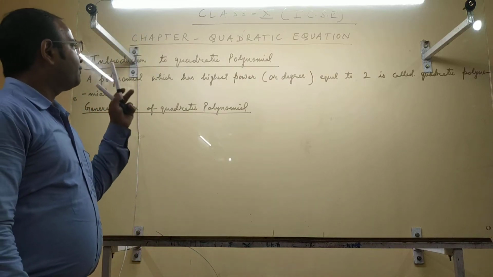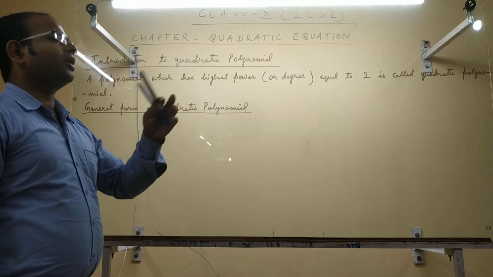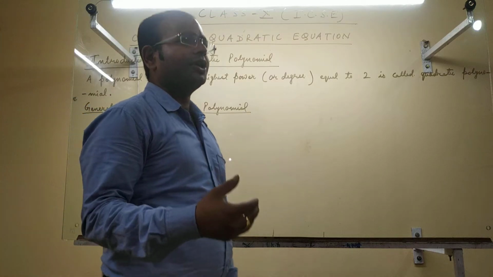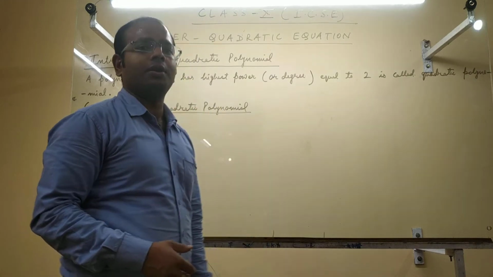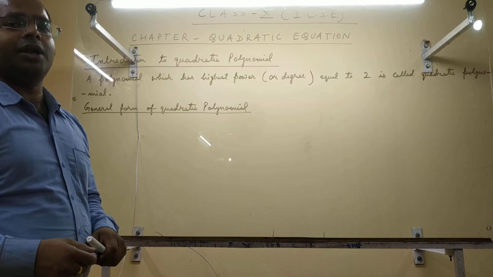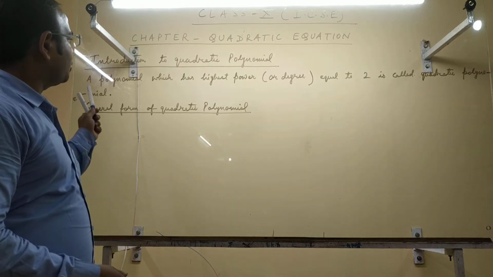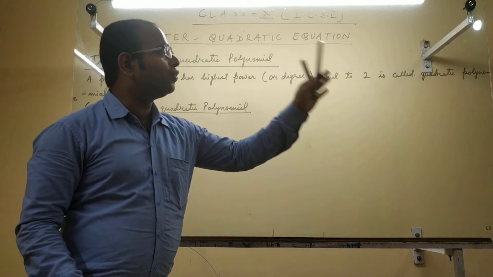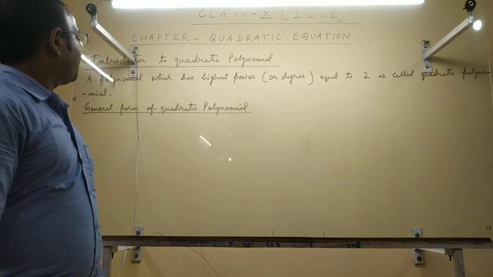So if we start the introduction of quadratic polynomial, in our junior class, in 9th class, we have studied about the polynomial. Quadratic equation is also a special type of polynomial. So a polynomial which has highest power of degree equal to 2 is called quadratic polynomial.